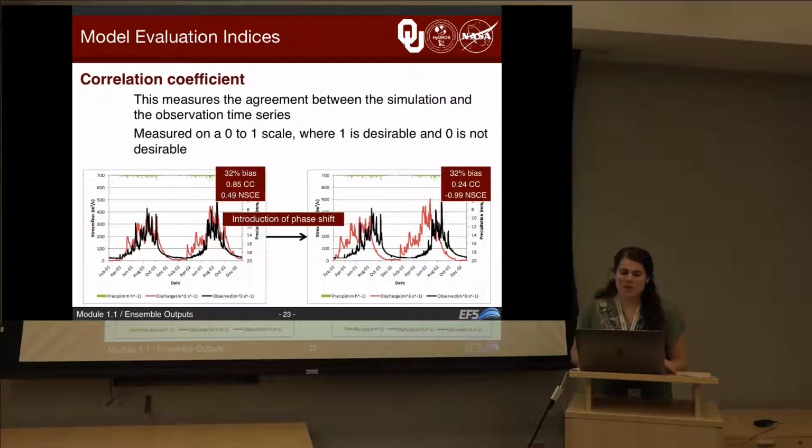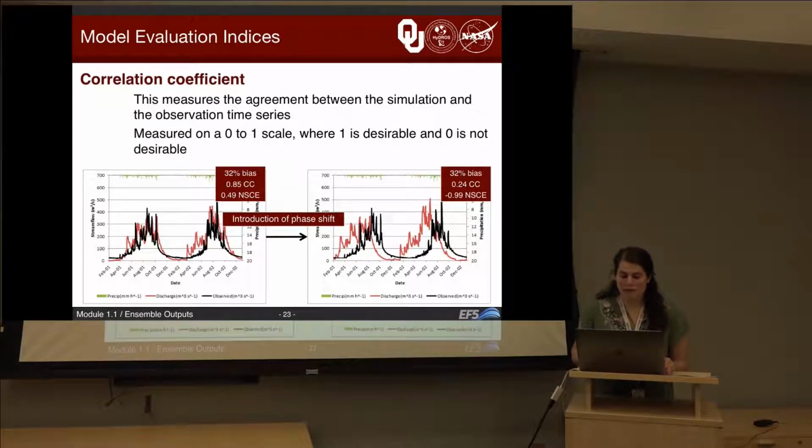The second model evaluation indice that we'll be reviewing is called correlation coefficient. This measures the agreement between the simulation and the observation time series. Measured on a 0 to 1 scale, we want this value to be closer to 1 and far away from 0. So 0 is not desirable and 1 is. And we can think of this as the agreement between the simulation and the observed time series.